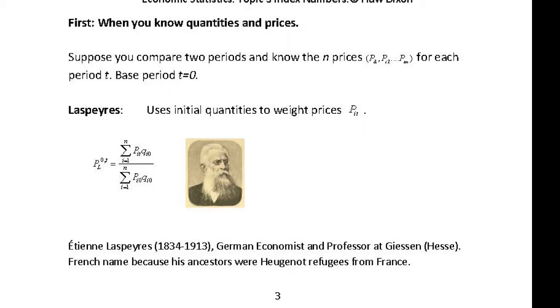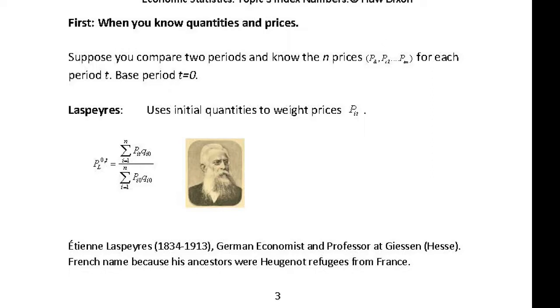So how do we do this? The Laspeyres index is the first index, and essentially that uses the initial quantities to weight prices. So it weights each price by its corresponding quantity in the base year. So it's like a price relative, the Laspeyres index. It's relative to the base year, and in the base year, of course, you've got the base year prices times the base year quantities. That's the denominator.